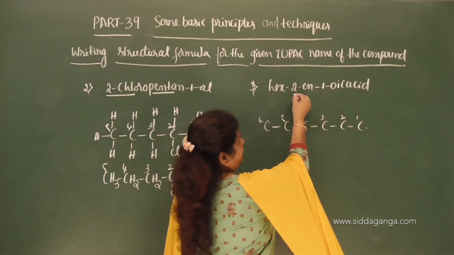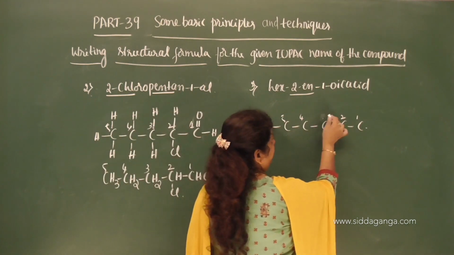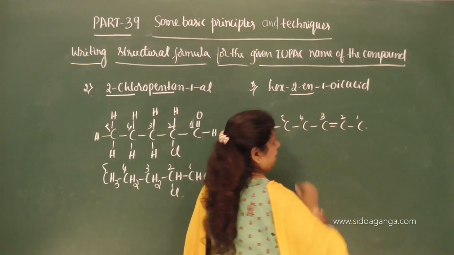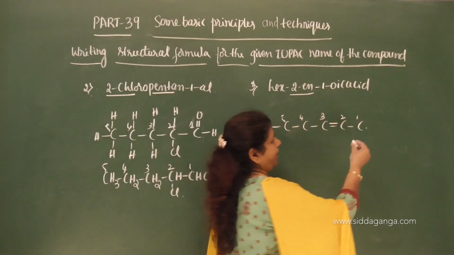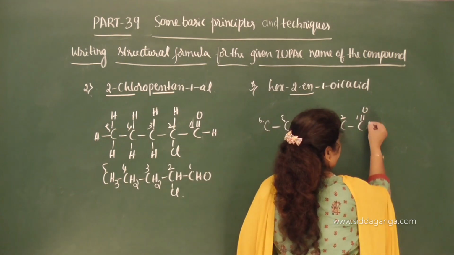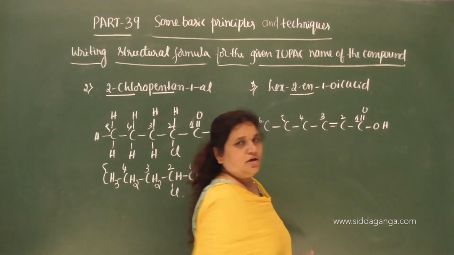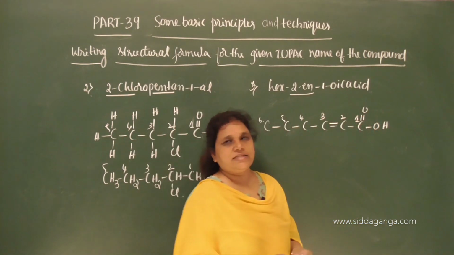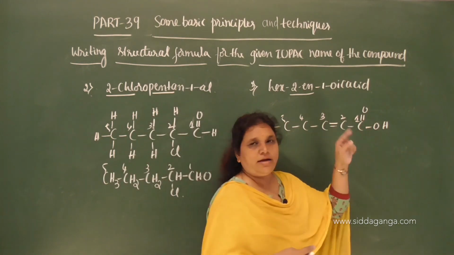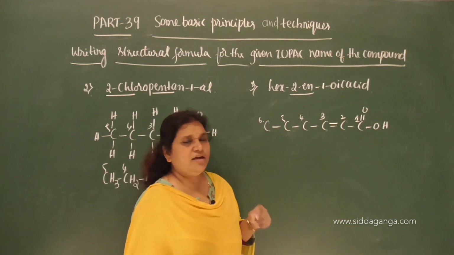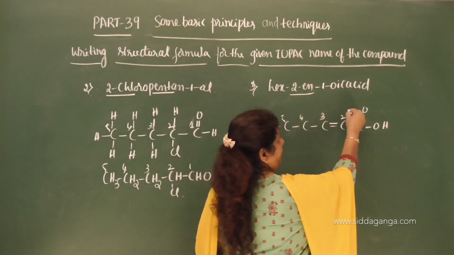What is the primary suffix? 2-ene. Between second and third carbon, we have to place the double bond, 2-ene. Correct? Now, 1-oic acid. On the first carbon, we have the COOH group, C double bond OH. I will write the structural formula itself so that you can see the tetravalency of this carbon is already satisfied. 1, 2, 3, 4. Already it is satisfied. Now, no prefix here. Now, fill the carbon skeleton with the hydrogen.